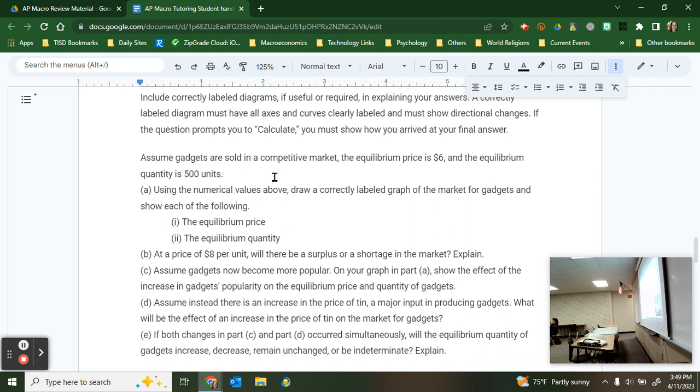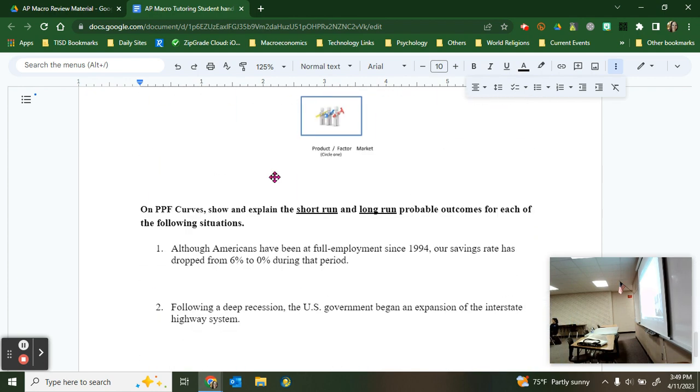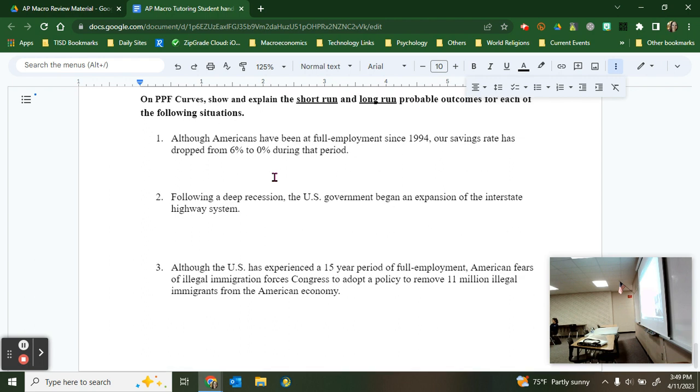Okay, let's talk about short run, long run effects of these things. It's more important that you focus on your explanations than the drawings. Although Americans have been at full employment since 1994, our savings rate has dropped from 6 to 0%. It does not say interest rate. It says savings rate. That is the rate of our savings. That's like MPS. I was saving 6%, now I'm saving 0% of my income.